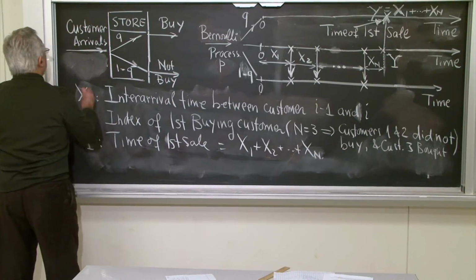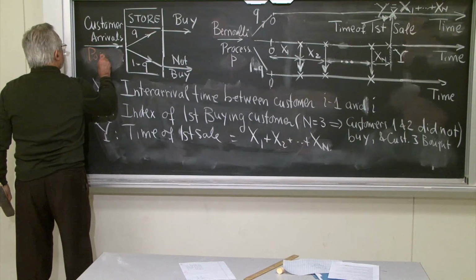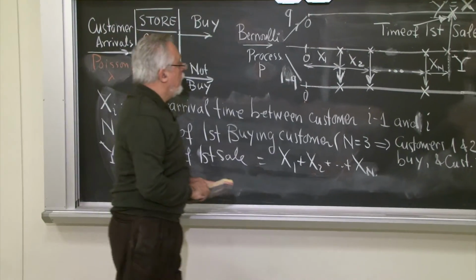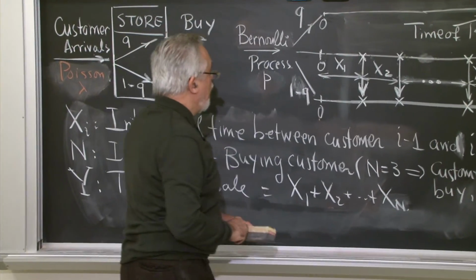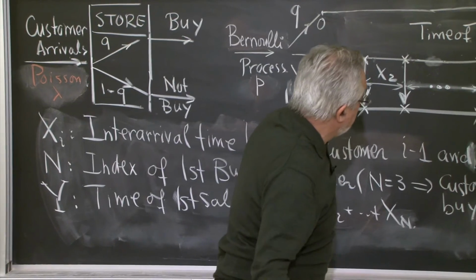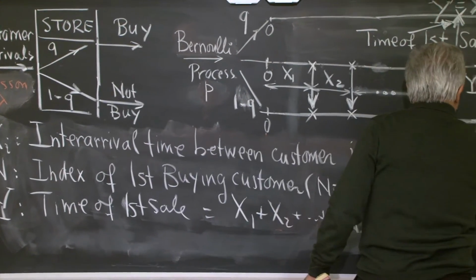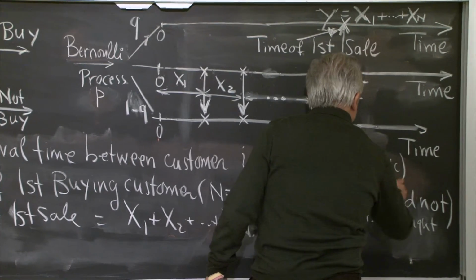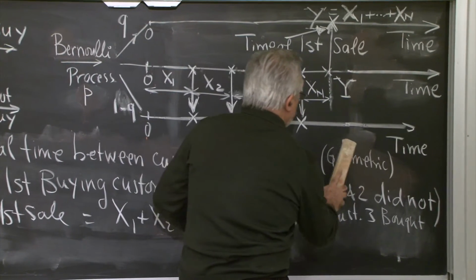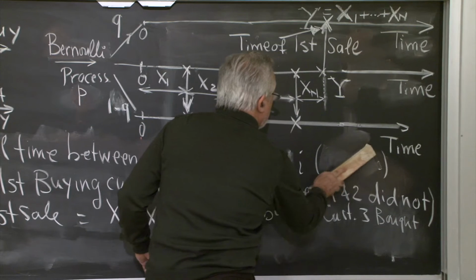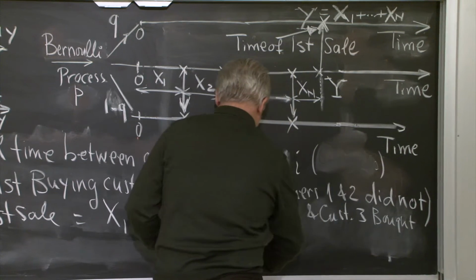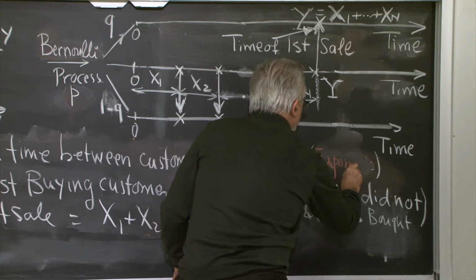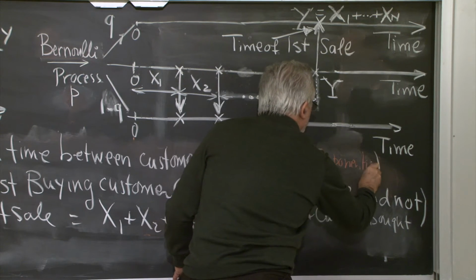The customer arrivals are according to a Poisson process with rate lambda. The interarrival times between customer I minus 1 and I, before it was geometric. Now, because we have Poisson arrivals, it will be exponential with parameter lambda.